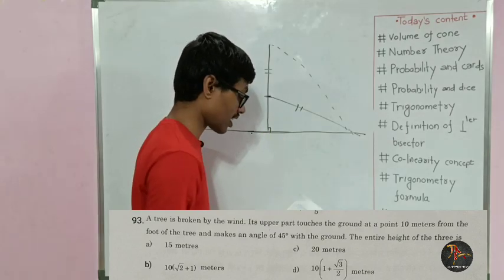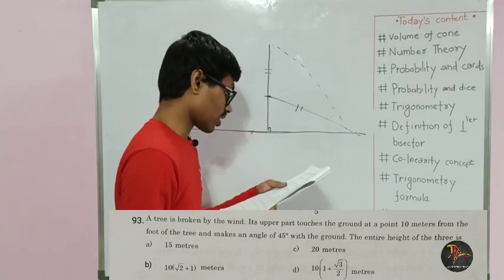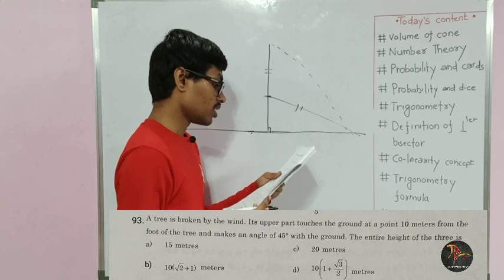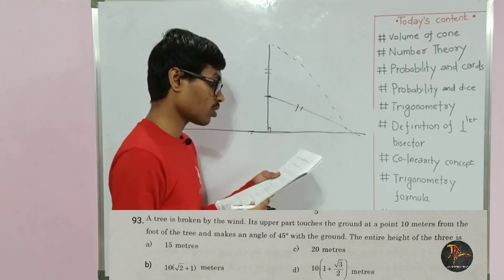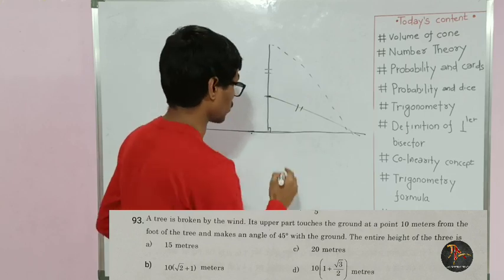So it is absolutely a right angle. Now a tree is broken by the wind, its upper part touches the ground at a point 10 meters from the foot.